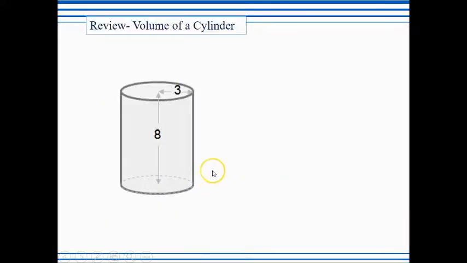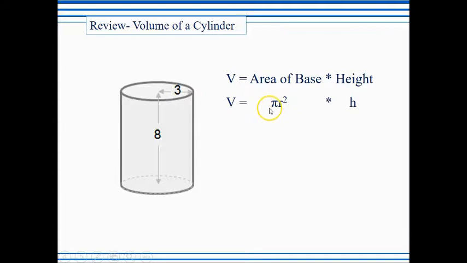We're going to review briefly the volume of a cylinder. Remember, for the cylinder, we needed to know the radius of the base or the top, and we needed to know the height of the cylinder. So the formula was the area of the base times the height. The area of the base would be pi r squared, because it's a circle, and we multiply it by the height of the cylinder.